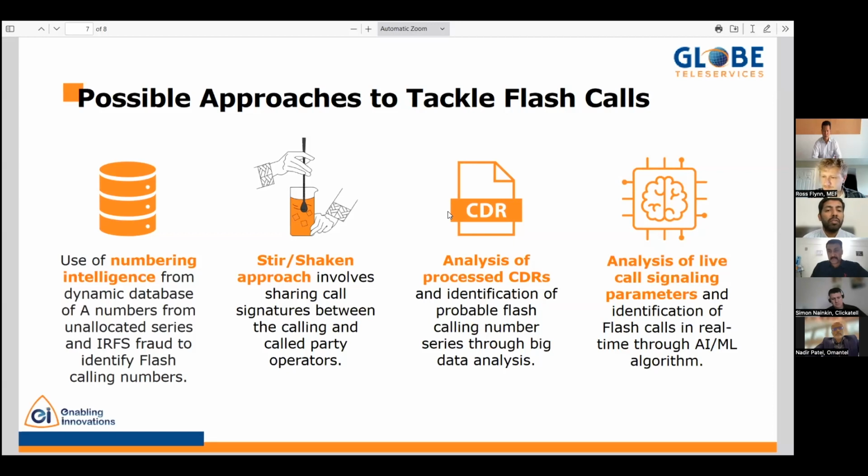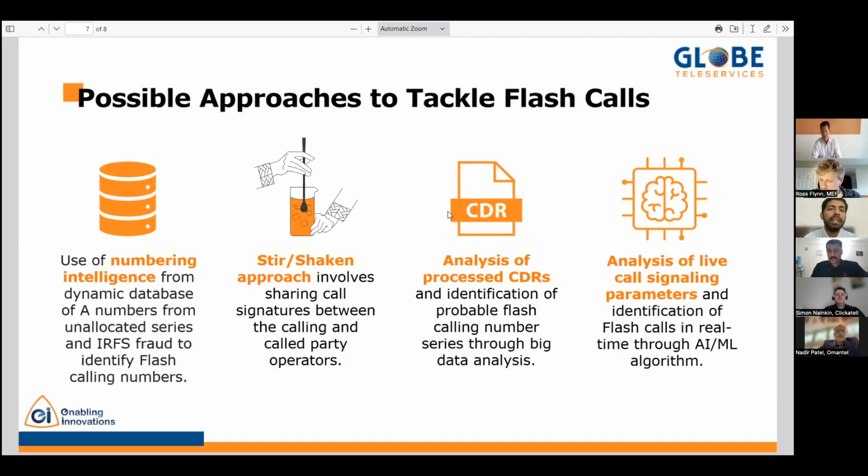This is the analysis of processed CDRs, which can also be a mechanism of figuring out that, okay, within an operator's network within a month, so many percentage of missed call CDRs are being generated, and based on the duration of the missed call, often it can be brought out that this is possibly the number of flash calls. And finally, our dear artificial intelligence. There are AI/ML algorithms also in place, which, along with analysis of live call signaling parameters, have the ability to identify certain flash calls that might be entering a network.